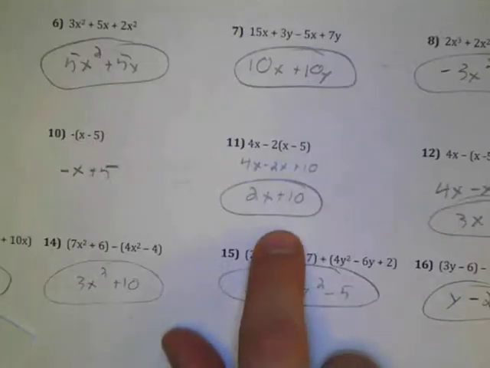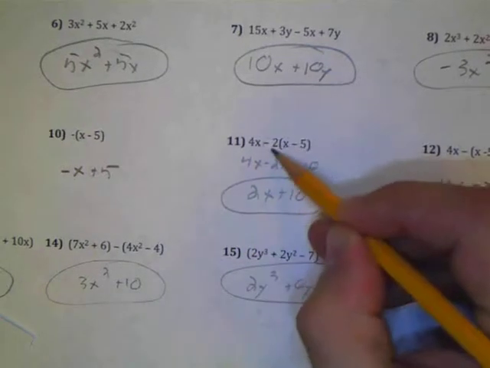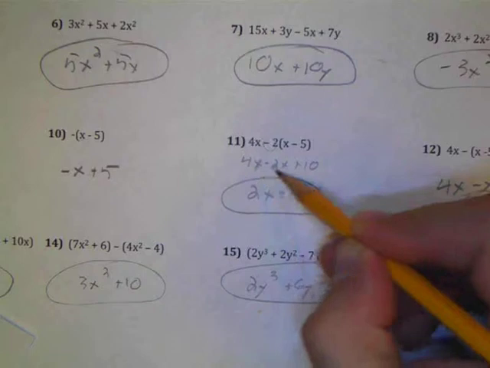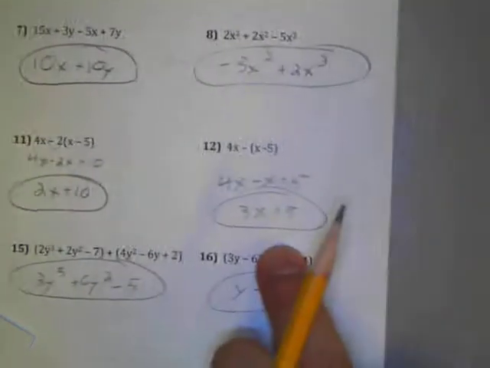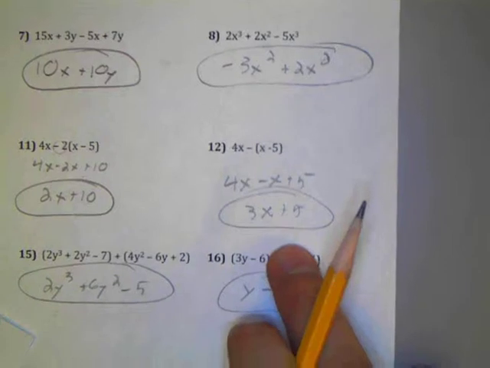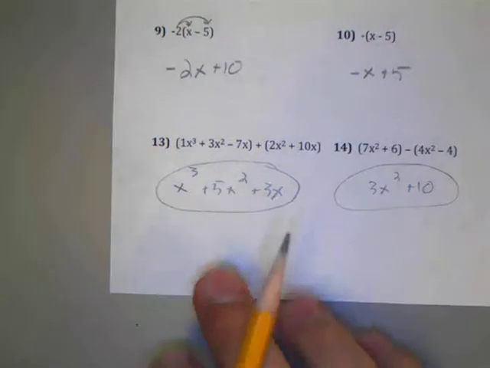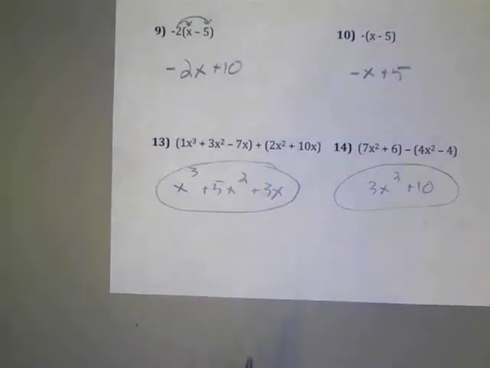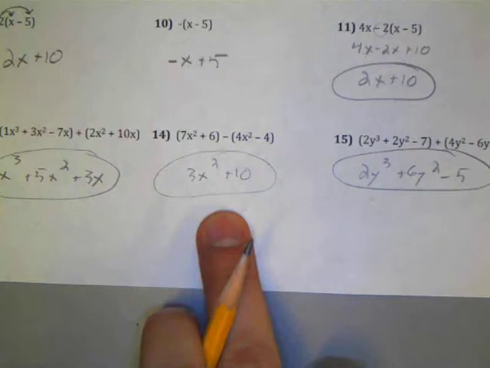11, 2x plus 10. I have to distribute the negative 2 first before I combine my two like terms. Same idea in 12, 3x plus 5. It's a big one, right? X cubed plus 5x squared plus 3x. And number 14, 3x squared plus 10.